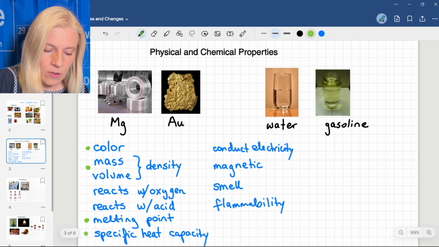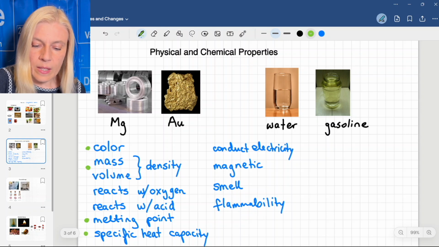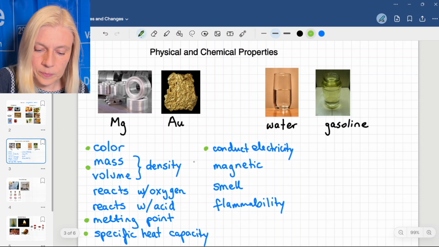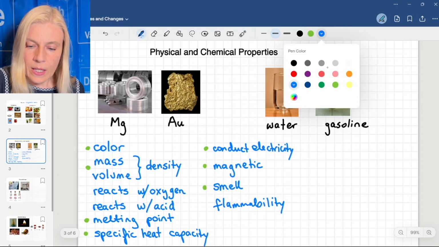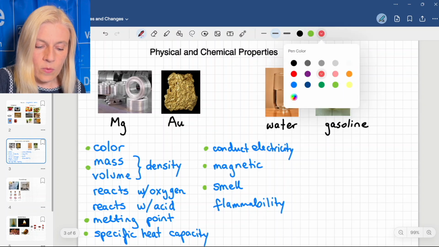Heat capacity also, I can measure that. I can measure whether it conducts electricity. I can measure magnetism and smell. However, the other three things, how does it react with oxygen?